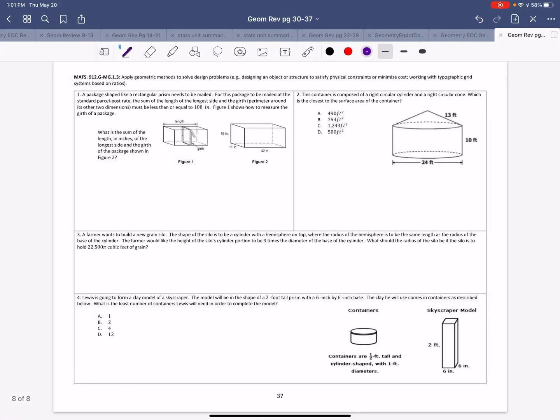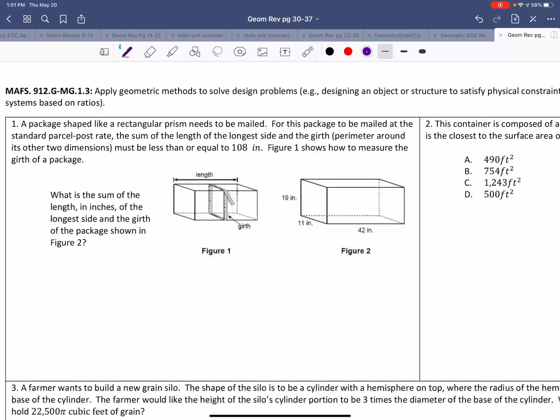Awesome. Last page. Let's dig in. It says, apply a geometric method to solve some problems. So you might be looking at ratios, anything physically constraining my shapes. It says a package is a rectangular prism, and it has to be mailed. For this package to be mailed at the standard post rate, the sum of the length of the longest side and the girth, which is its perimeter around the other dimensions, must be less than or equal to 108. Figure 1 shows how to measure the girth. Okay, what is the sum of the length in inches of the longest side and the girth of the package?